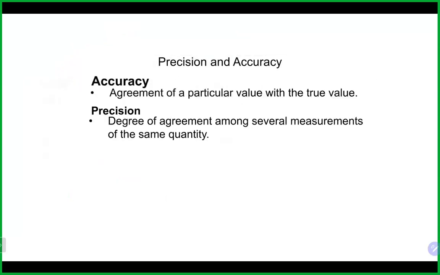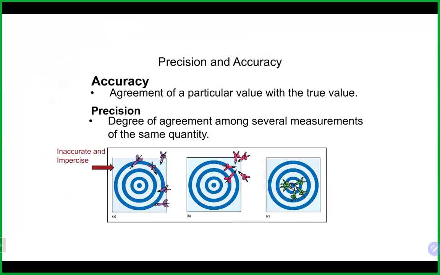All right, and there's our example. Obviously here on our left, we're inaccurate and imprecise. Next, we're kind of precise, but not accurate. And here with our darts, we're accurate and precise, which again is the goal of what we want to try to achieve.